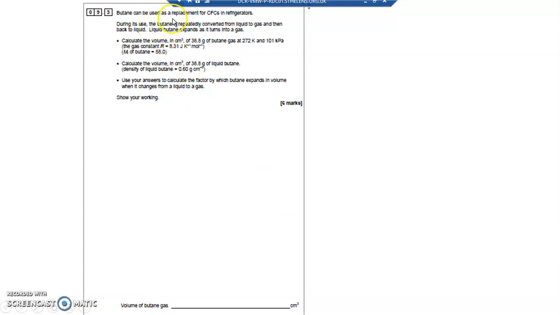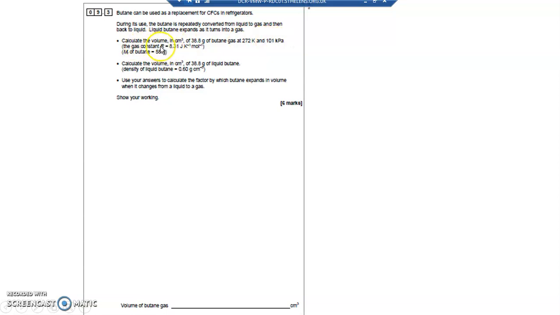9.3. Butane can be used as a replacement for CFCs in refrigerators. Good, because it's got no chlorine in it. Good, that won't produce any harmful chlorine radicals. Calculate the volume. So what have I got? I've got a volume of butane gas in 101 kilopascals. I've got a gas constant here.